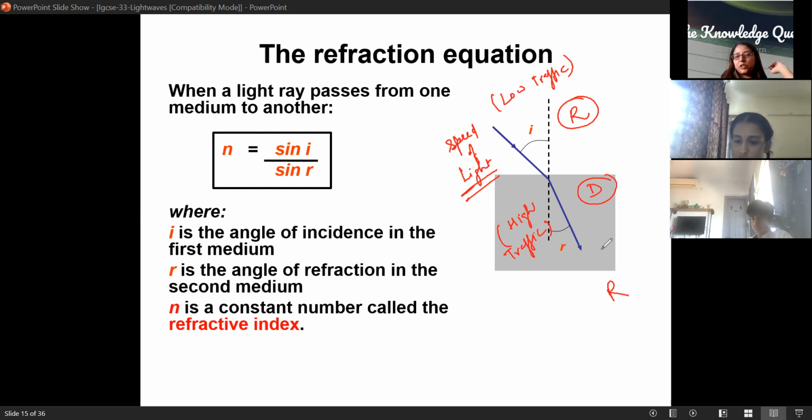Okay, fine. Let's go. So now you're going from a denser to a rarer medium. So again, the speed will go high because you will move into a low traffic zone. Because of that, there is continuous change in speed, right? And there is a change in the angle also at which it is moving.